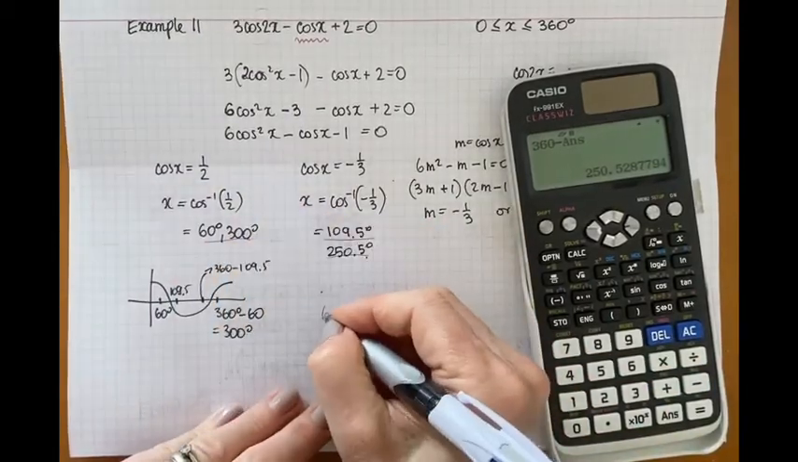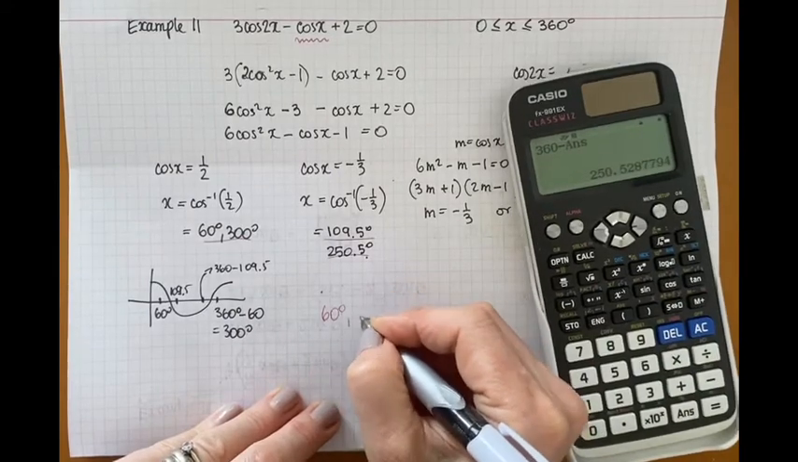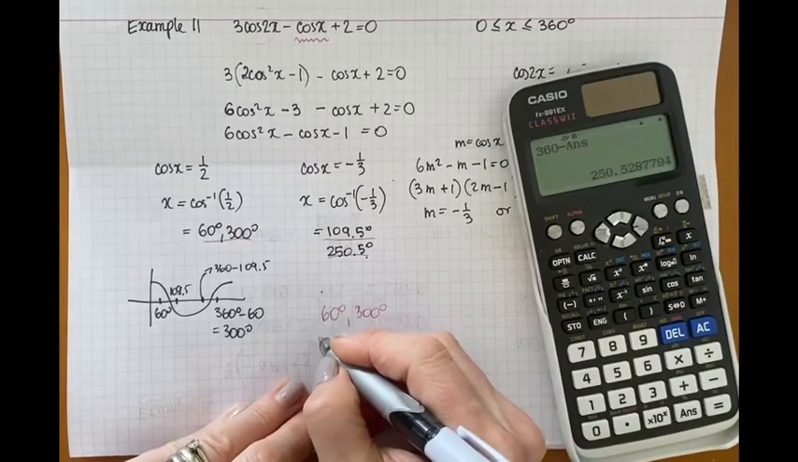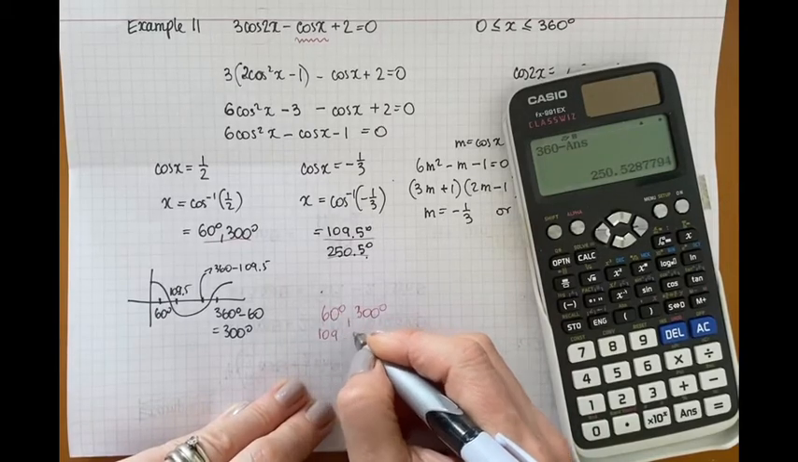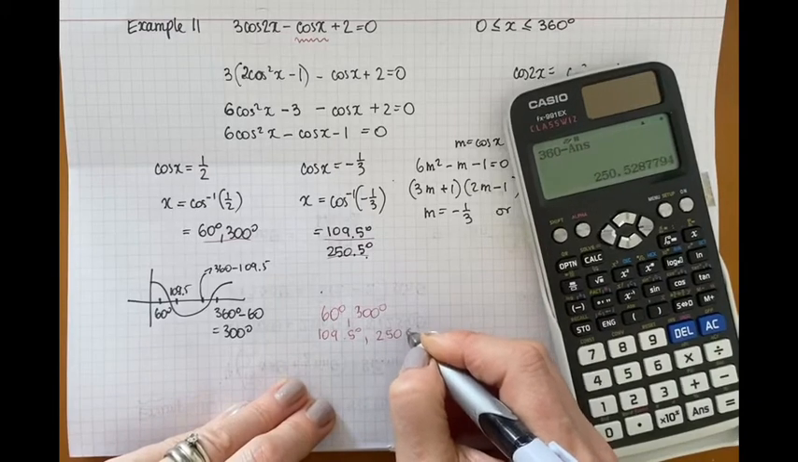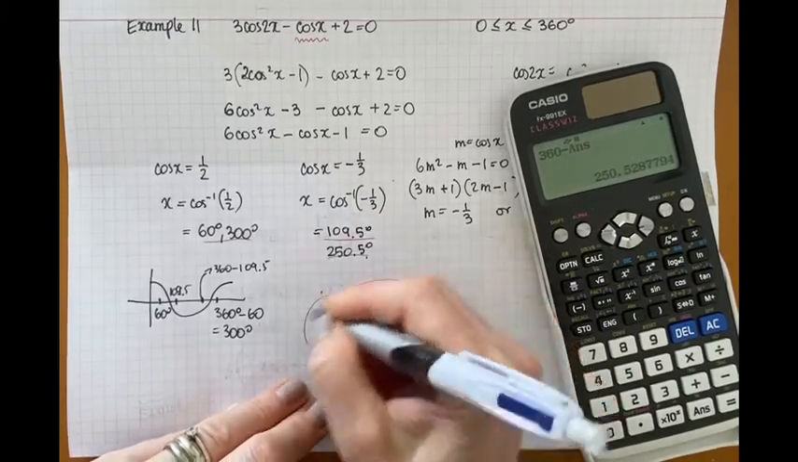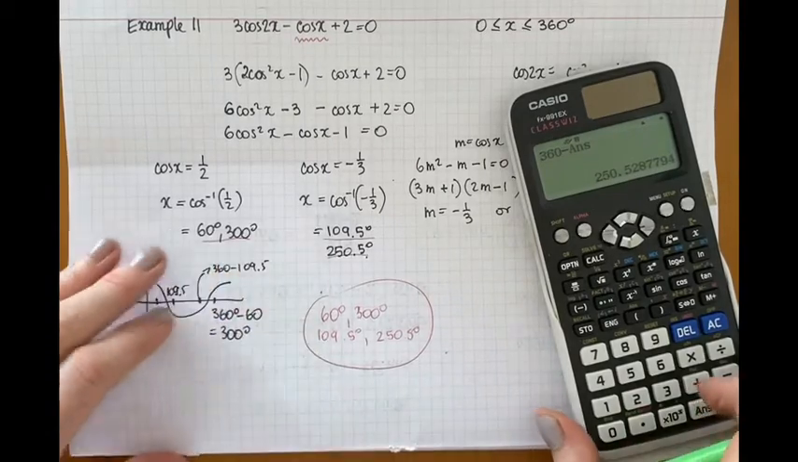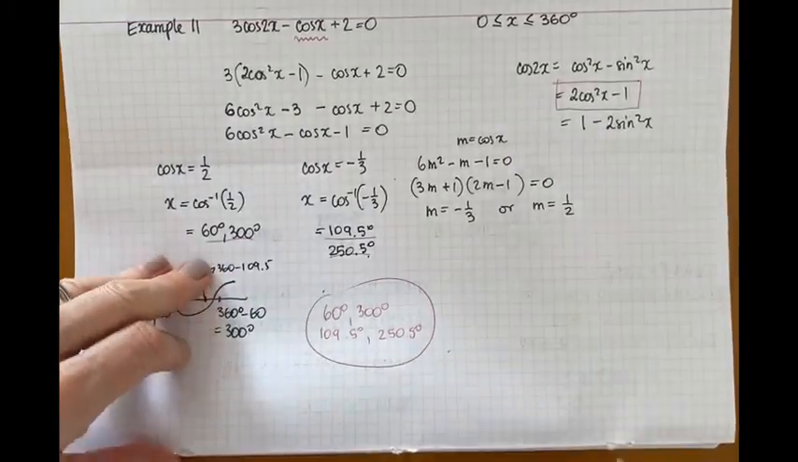So we've got 60. I like to pair them together depending on which equation they come from, or you can put them in order of size as well. It's up to you. There you go. These are the solutions.